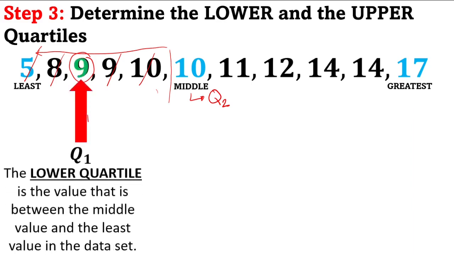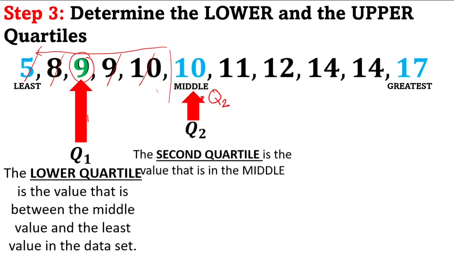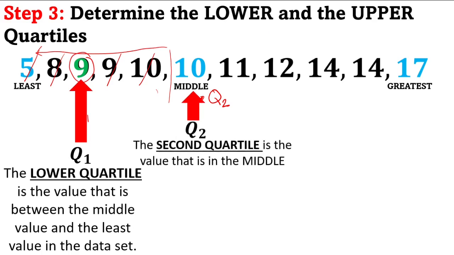So, the lower quartile is the value that is between, sabi niya, the middle value and the least value in the dataset. Okay? Now, next. How about this one is considered now the second quartile, in which the second quartile is the value that is in the middle of the whole distribution.